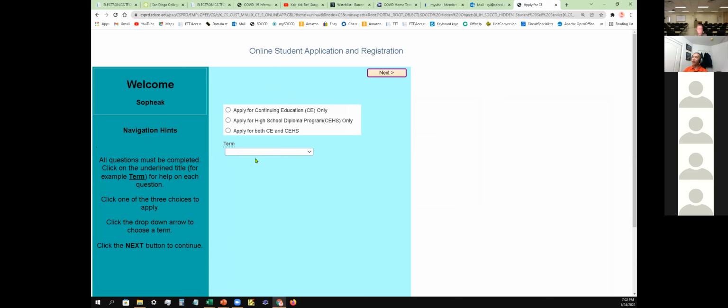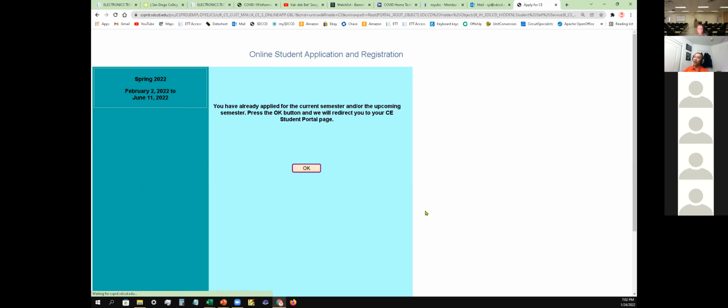Okay, so I tried to load the other things on there earlier. This one takes you to your application. So on the application, you come in here and it says apply to continue ed only. So you click on that option. And the term, there's usually an option, so that's only spring 2022 that's coming up. So click on that and click on next. Here, I already updated mine, so I don't need to update my application again. So I can click OK.